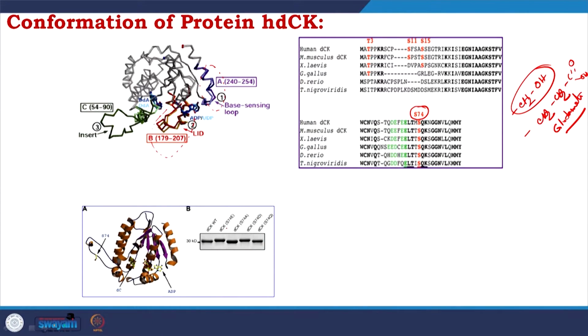So, we made a few mutations to make our logic clear. First, as I told, we made S74 to glutamate. We also changed S74 to alanine. So, we made glutamate.